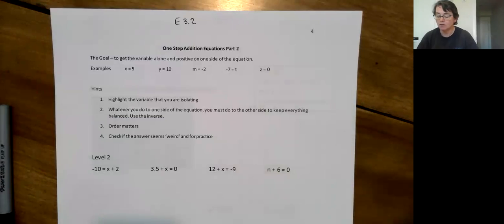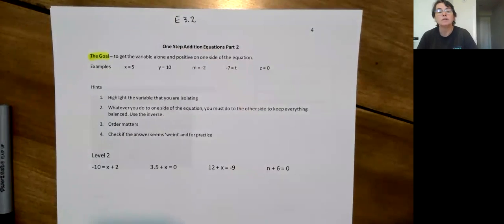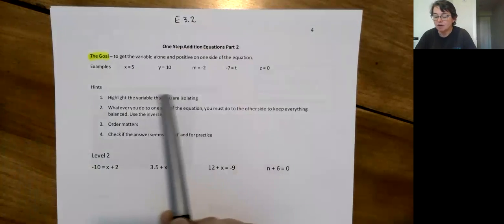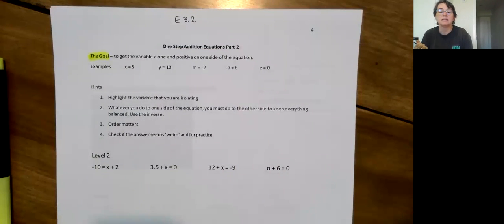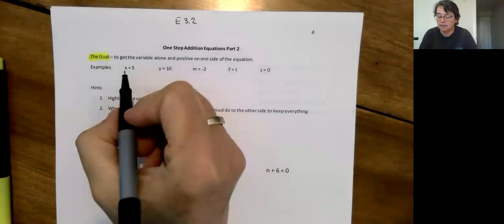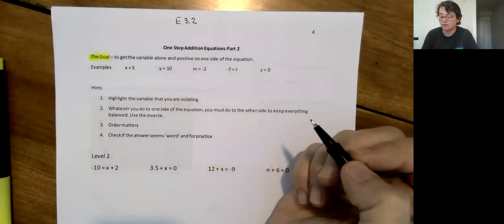So our goal all the time is to get the variable alone and positive on one side of the equation. And it makes no difference whether you've got x is equal to 5 or what. It doesn't matter what the letter is, and it doesn't matter whether the letter is on the left-hand side or the right-hand side. All of these are considered solved.